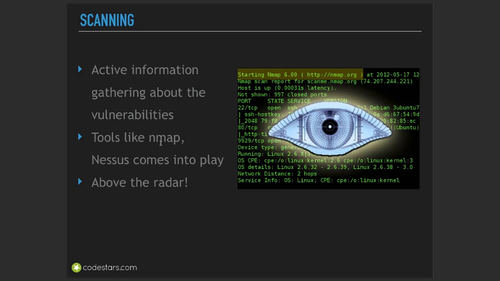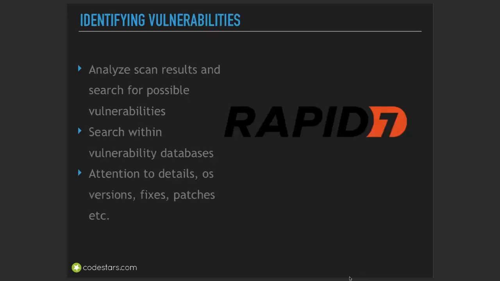So this is clearly above the radar, and if you're going to use something like IntentScan, then there is a high chance that the administrator will know something is going on in this case. Next, you have to find some vulnerabilities using that scan results. So you can analyze the scan results and search for possible vulnerabilities, and you can use Rapid7 or exploitdb.com in order to do that.